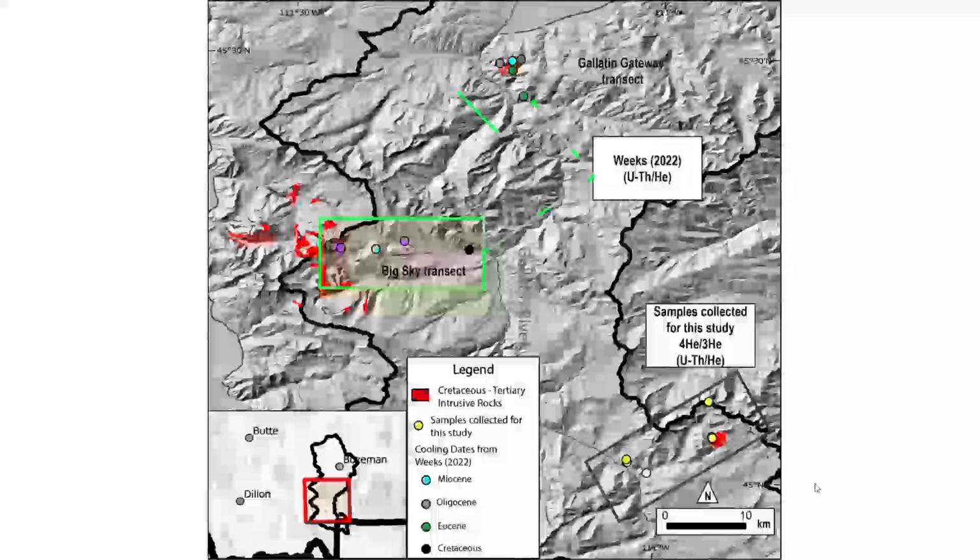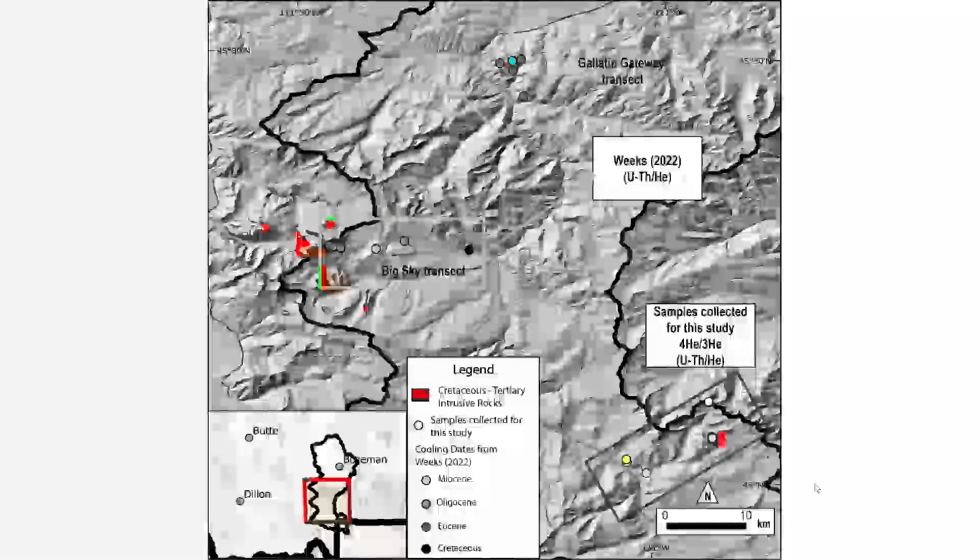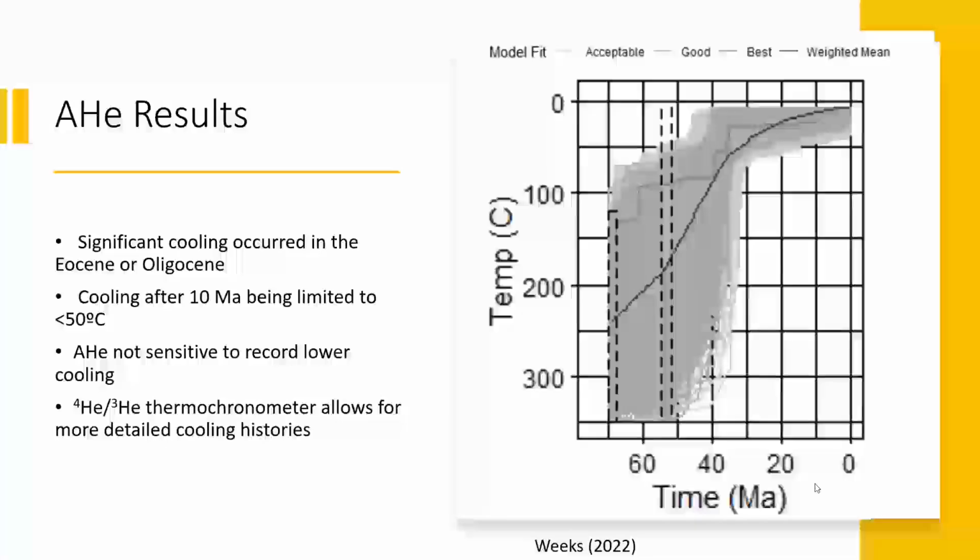And so she did this about 2 years ago using apatite uranium-thorium-helium. And so these are her results. So this is what you get using HeFTy. This is what you get when you model the data. So these are cooling histories. So you have time going down this way, and then you have temperature going up. So you're cooling. And these are cooling paths that best fit the data that you put in.